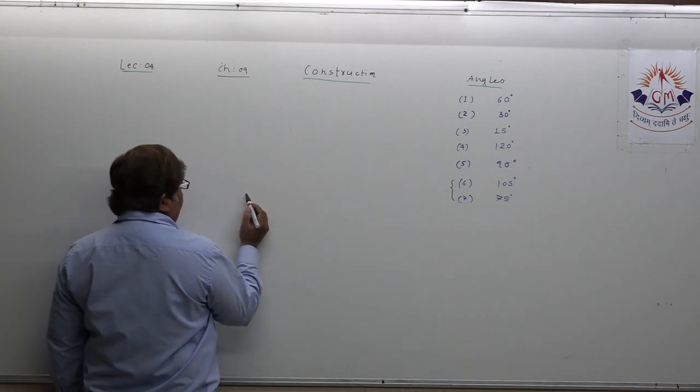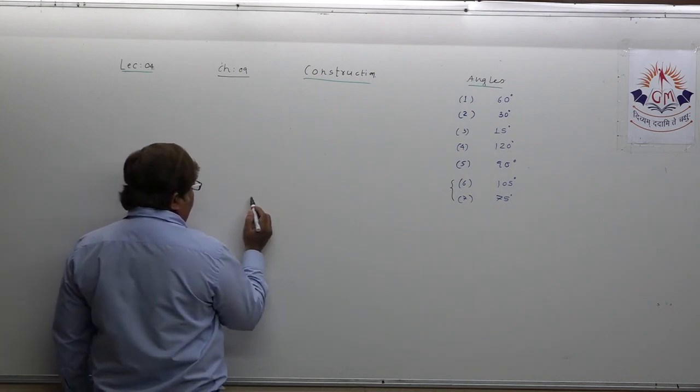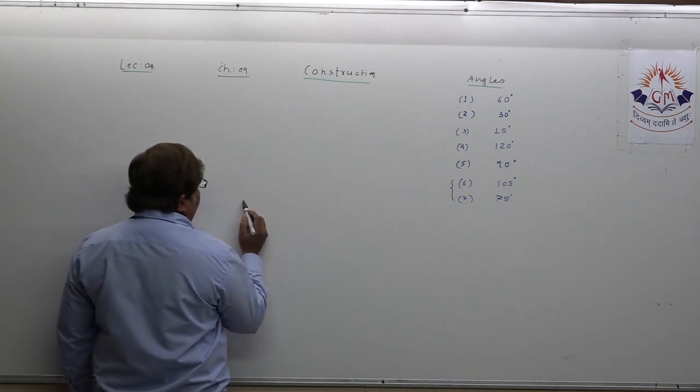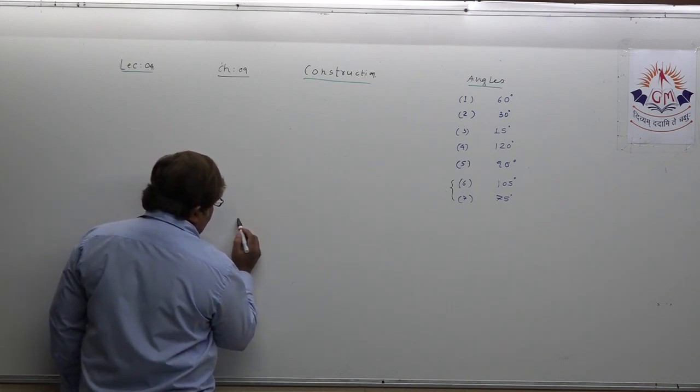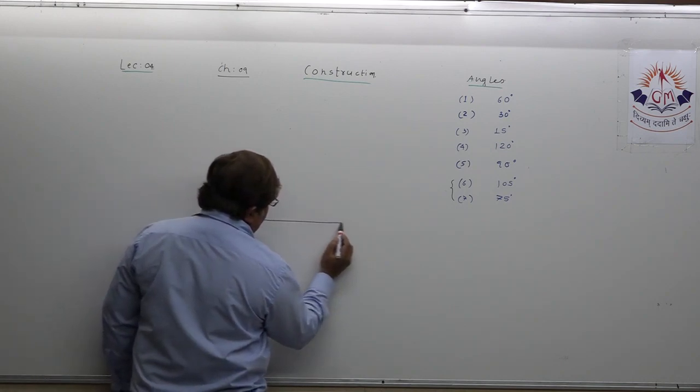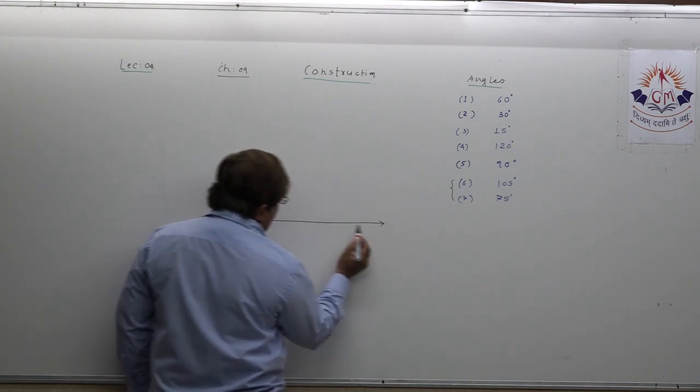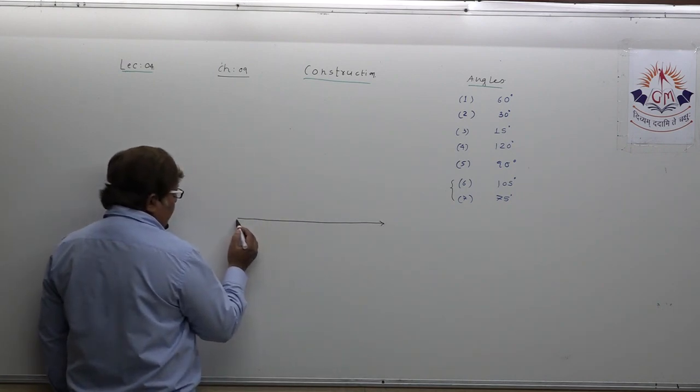First our target is to draw 90. So you start drawing with me. First ray BC.